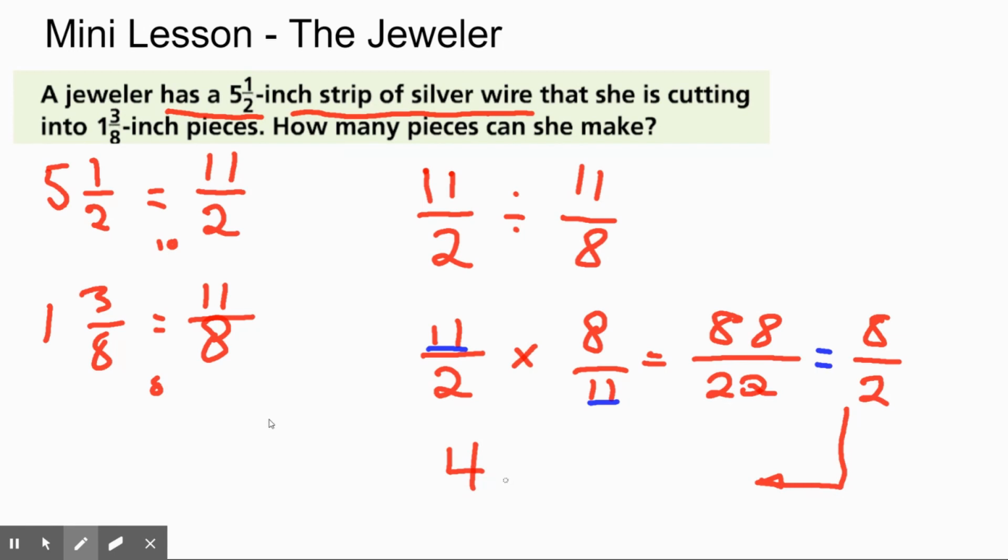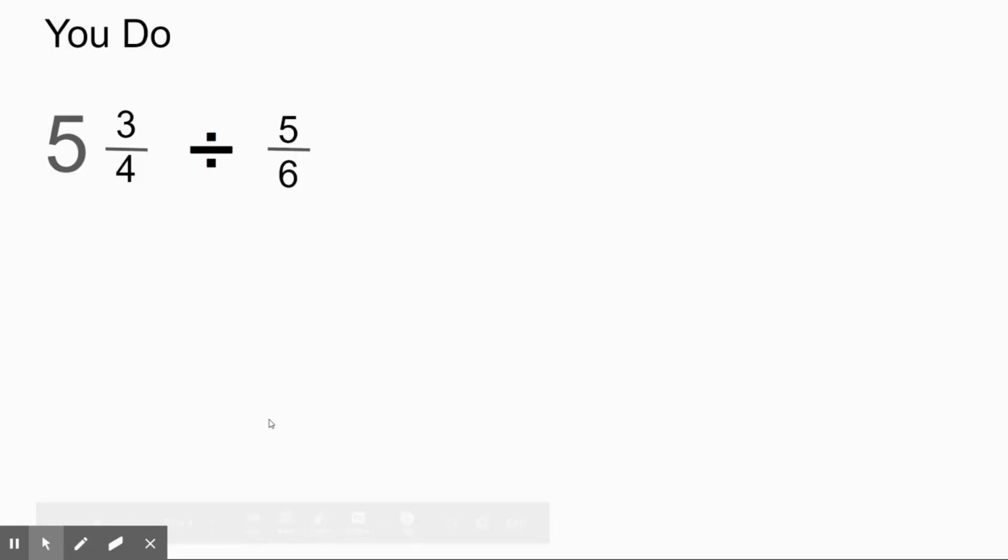Now, of course, since this is a word problem, we need to make sure that we include our units. So rather than just 4, we have 4 pieces of silver wire. So next, you're going to try a you-do. This time we have 5 3/4 divided by 5/6. Try it on a separate piece of paper, see what you can do. Use the video if you need to go back and refer to it.